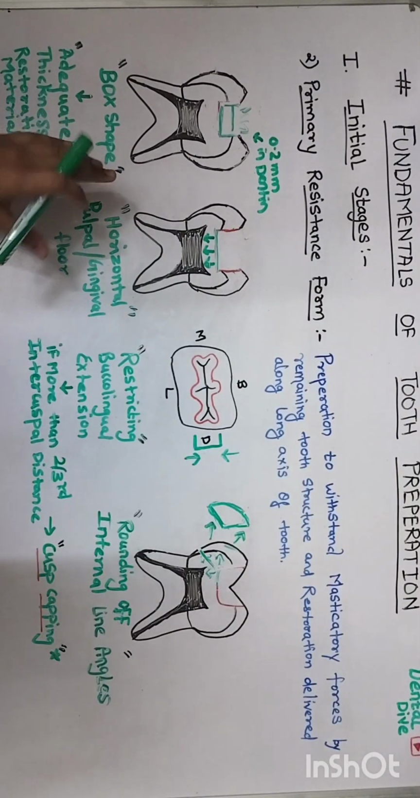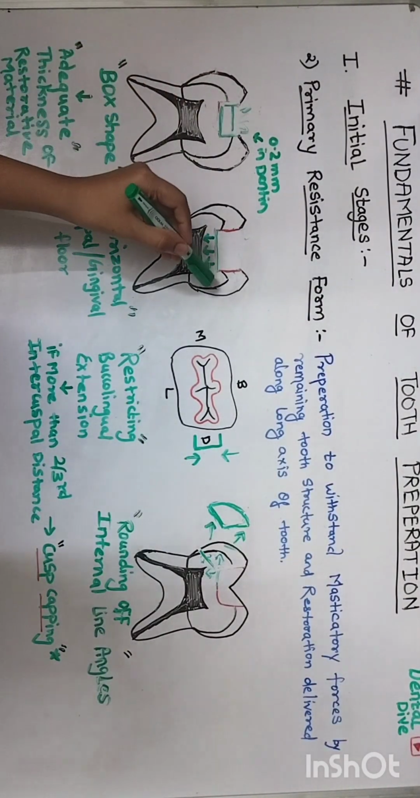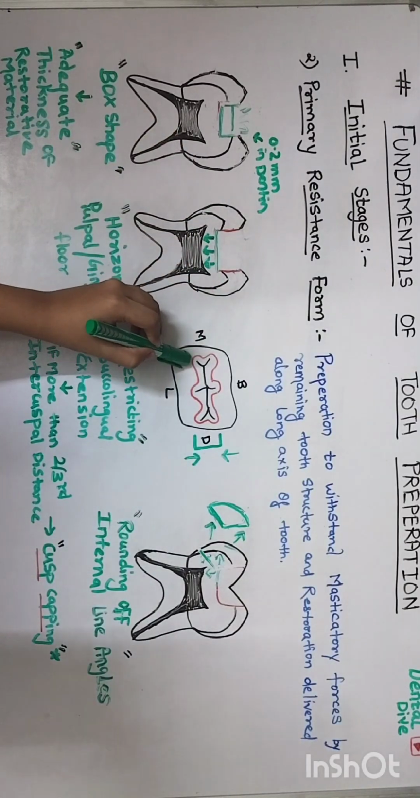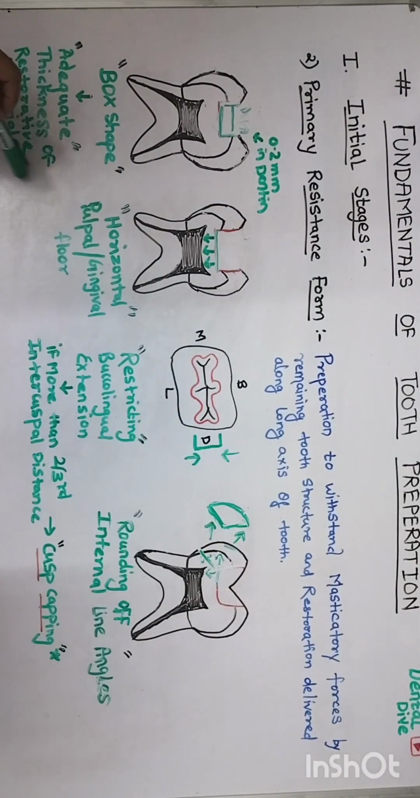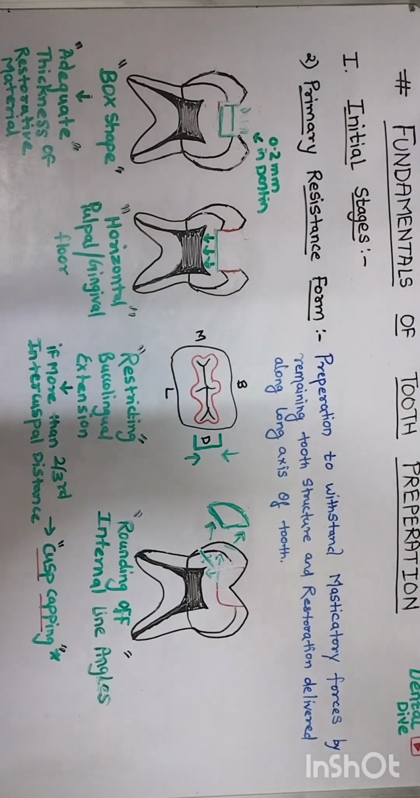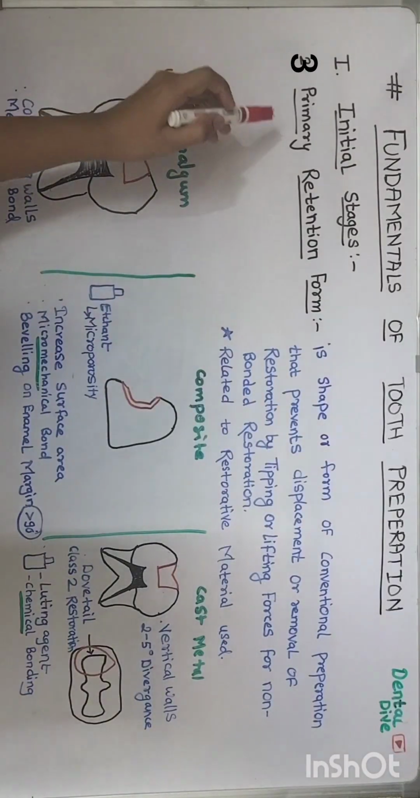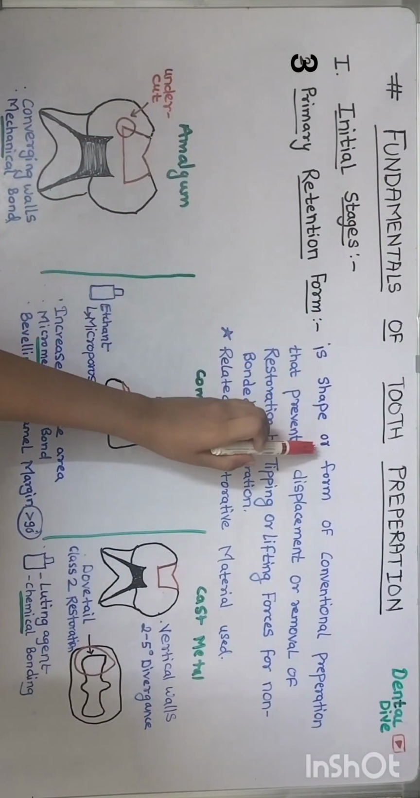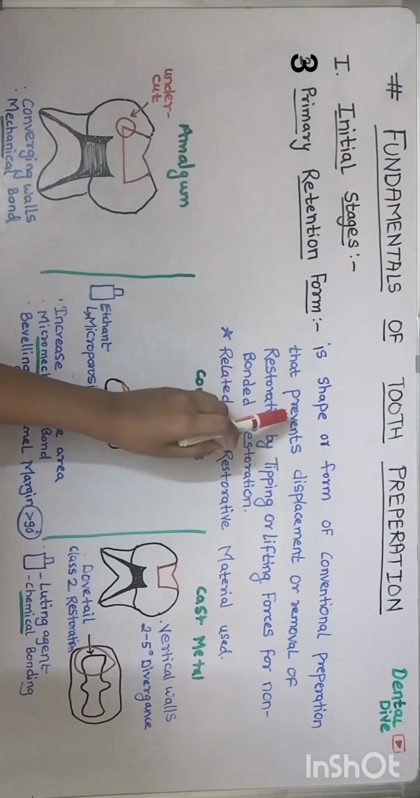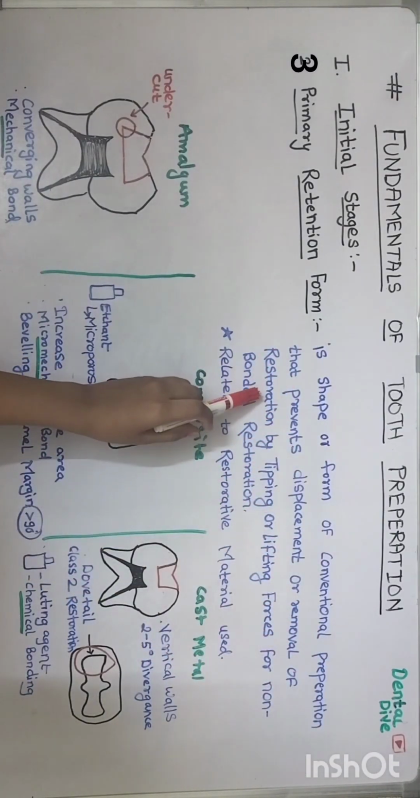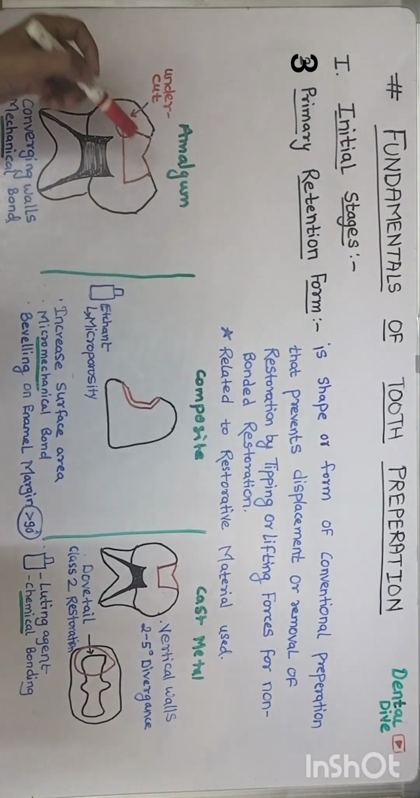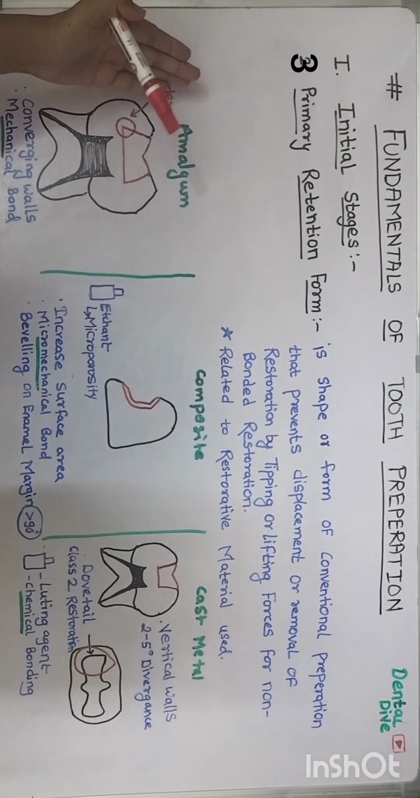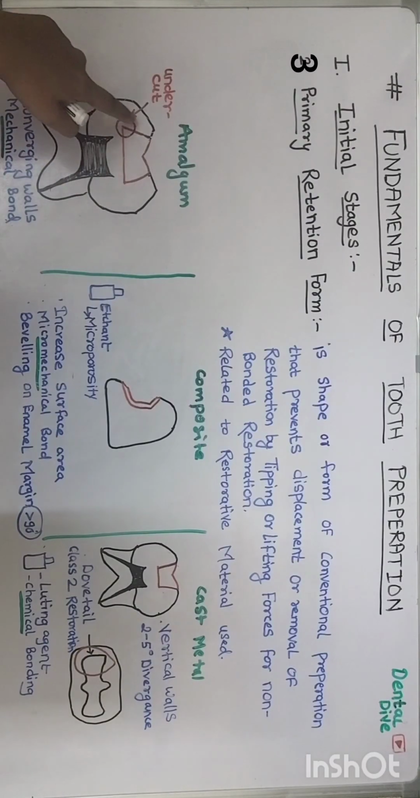So what we have read, you should provide box shape, flat pulpal floor, restricting buccolingual direction and rounding off of internal line angles with adequate thickness of restorative material. Second is primary retention form, which is the shape or form of conventional preparation that prevents displacement or removal of restoration by tipping or lifting forces. For non-bonded restoration, we provide some form to this restoration that will prevent displacement of restorative materials, meaning it is related to the restorative material used.